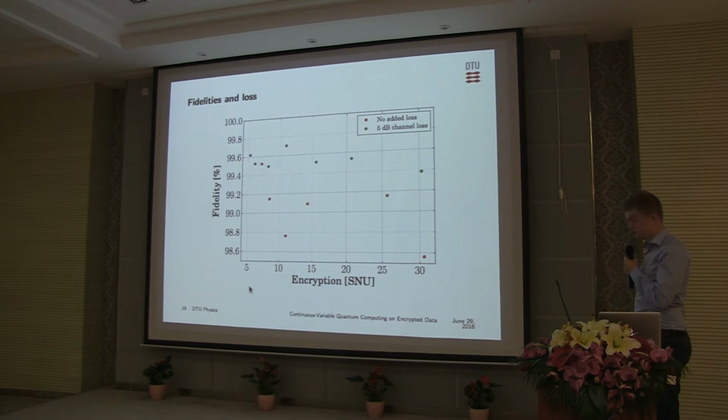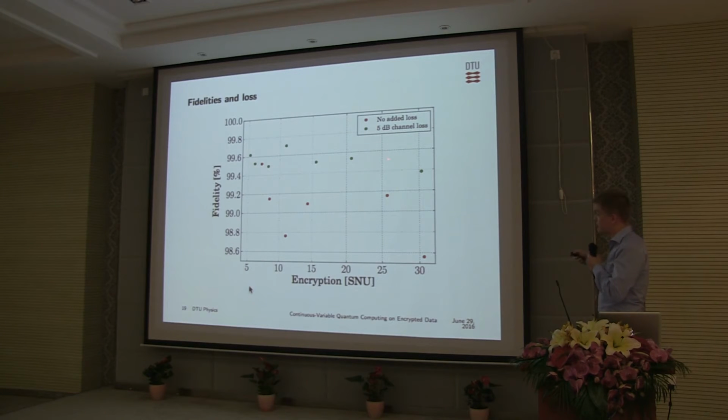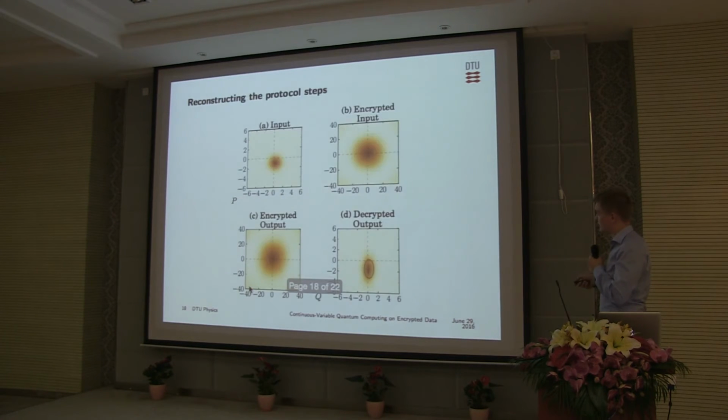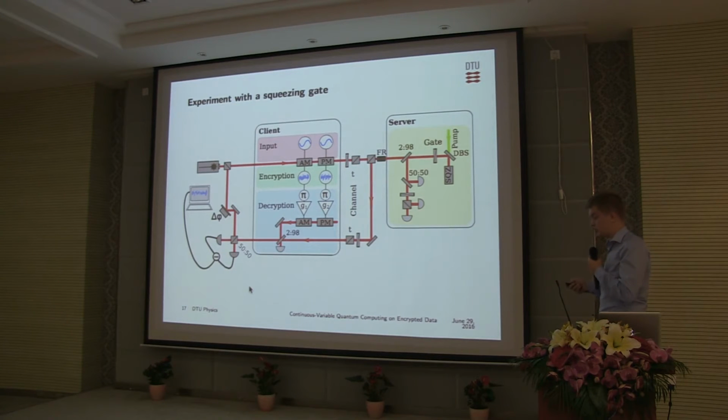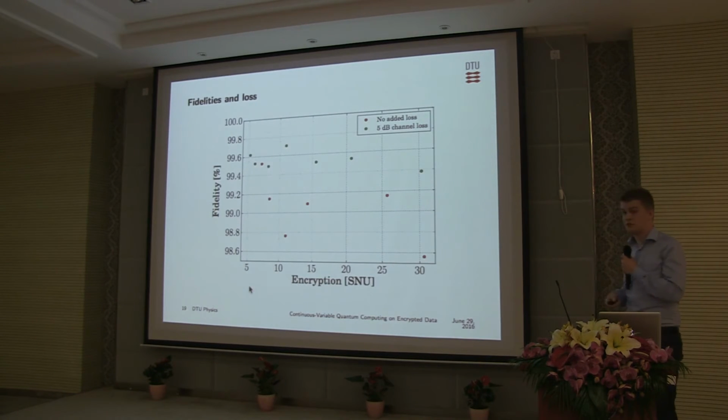So once again, we would like to quantify this using fidelity. There are two data series here. There's one where we have only the loss intrinsic to the setup and to the implementation of the squeezing gate. And we have one where we also implement, in this channel here, a 5 dB loss channel. So once again, you see that there are some system drifts that make these errors not in fact statistical, because of the number of data points, but stability issues and so on.